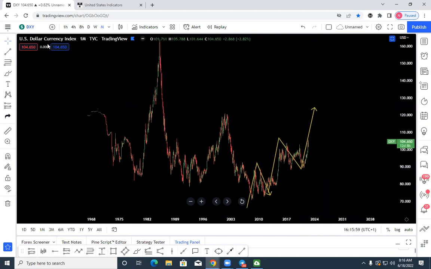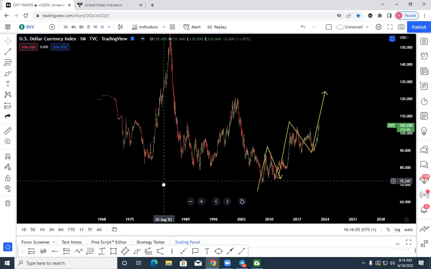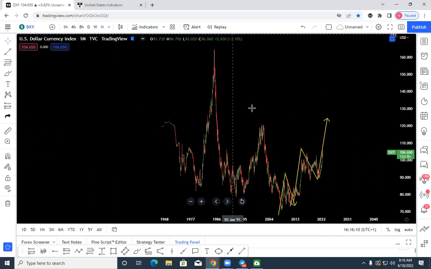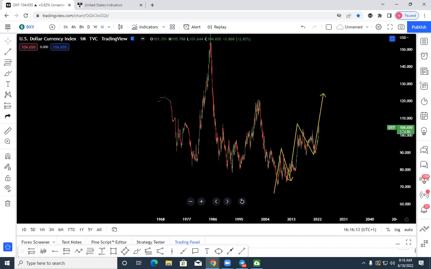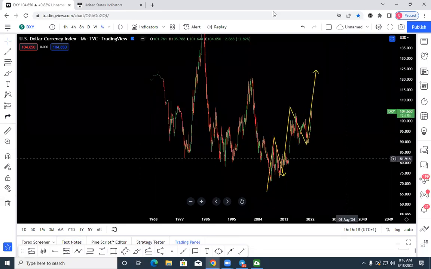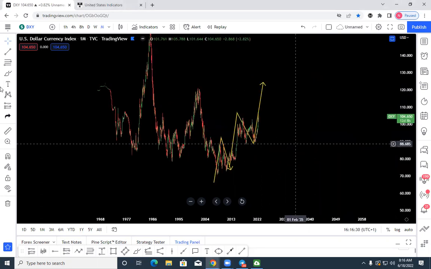So let's start from DXY. For the sake of those that do not know what DXY is, it is what we use to gauge the move of the US dollar. DXY is a combination of a basket of currencies.